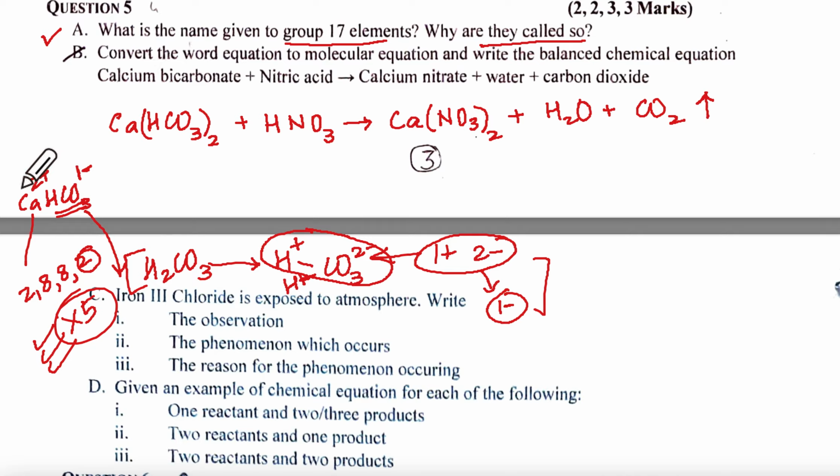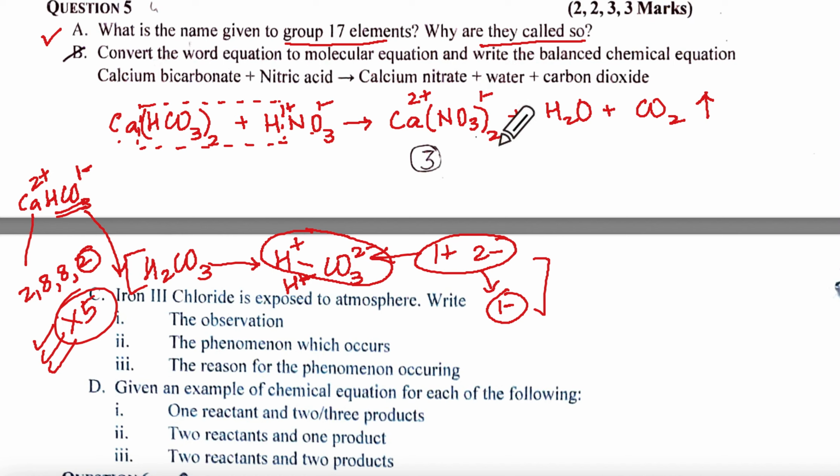Now if you do crisscross, won't you get Ca(HCO3)2? Actually, with pencil you can do this. All these reactions are a kind of double decomposition. So Ca will take NO3, and Ca is 2 plus, and NO3 is 1 minus, this is 1 plus. Did you understand crisscross? Did you get the formula right?